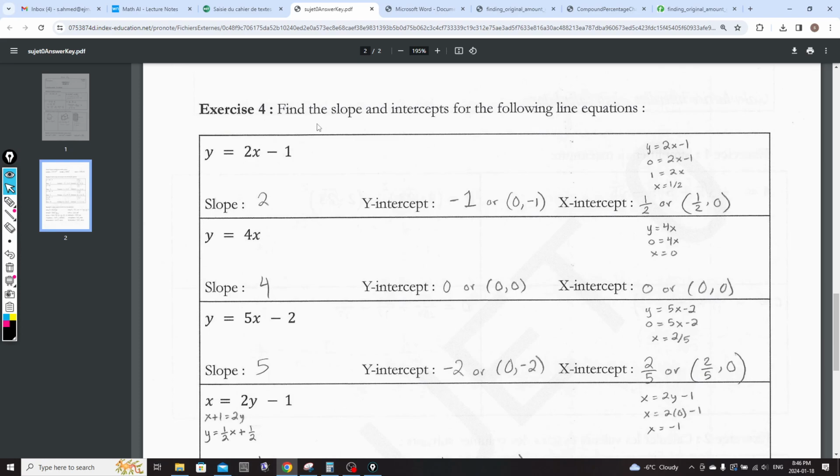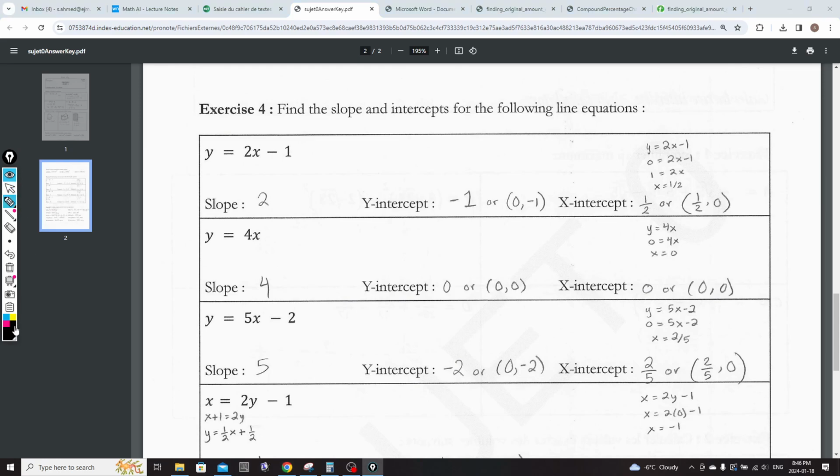But let's take a look at this last section here together. So here you've got, find the slope and intercepts for the following line equations. So y equals 2x minus 1. Okay, now you'll remember that this was one of the very first things that we saw together, right? These are obviously linear equations that are in slope-intercept form, okay?